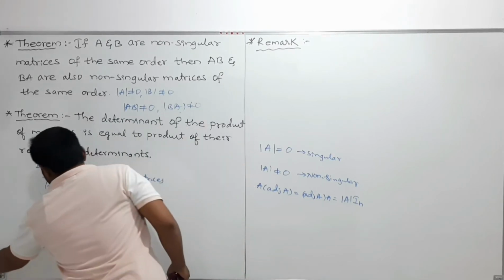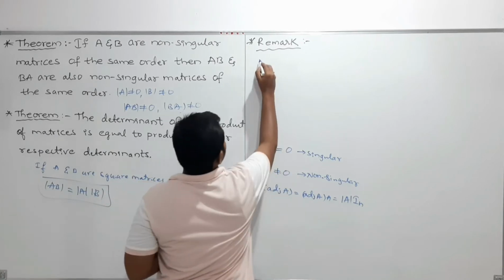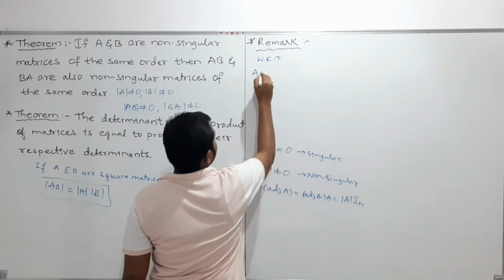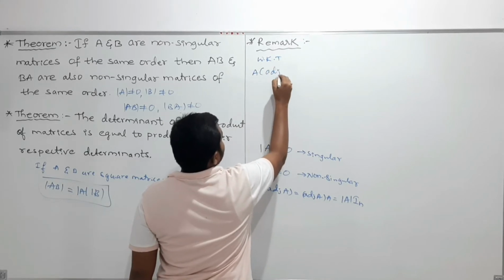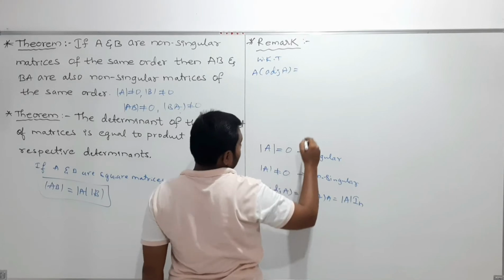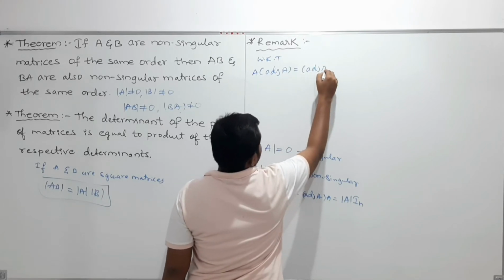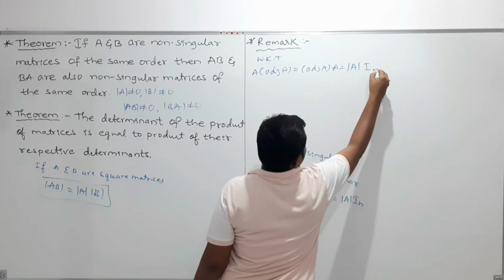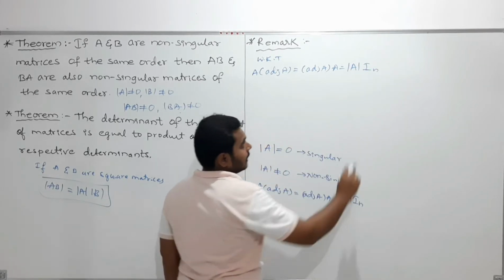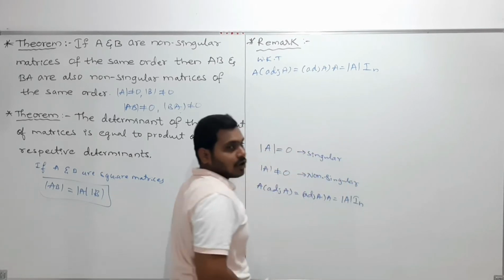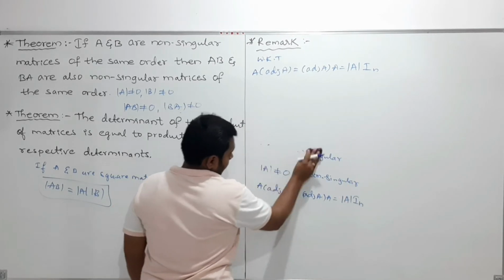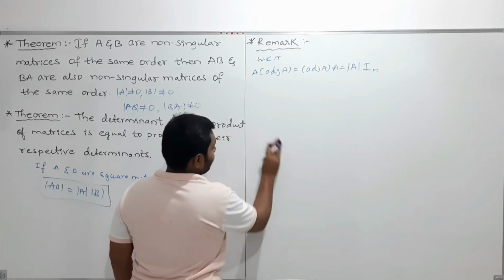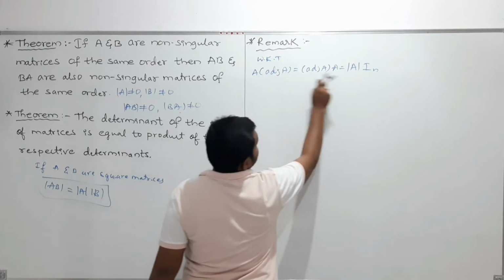So now, my students, I will consider this. We know that A into adjoint of A is equal to, or adjoint of A into A is equal to determinant of A into IN, where IN is the identity matrix of the order n. Clear? And now, my dear students, I will consider the first term and third term. In this I will consider this and this.